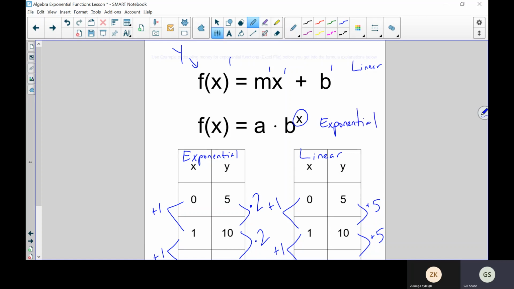Okay. So again, we see an exponent. The exponent is a variable, but that's fine. If there's a variable there, that means there is some exponent there. So that means it's exponential.